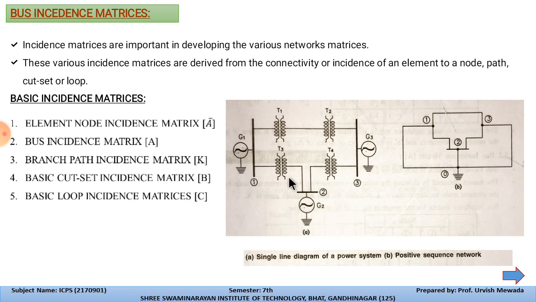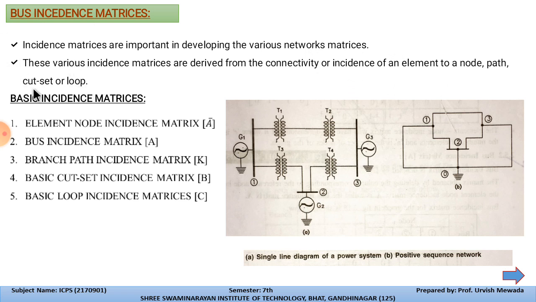Now, these various incidence matrices are divided from the connectivity or incidence of element to node, path, and cut set or loop.